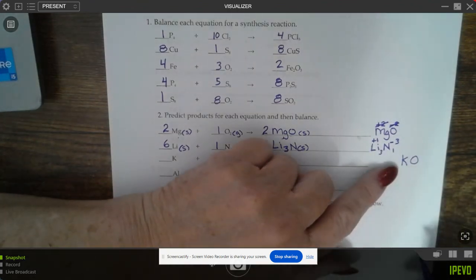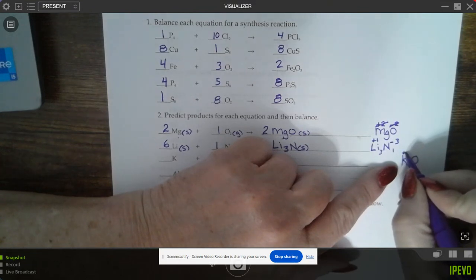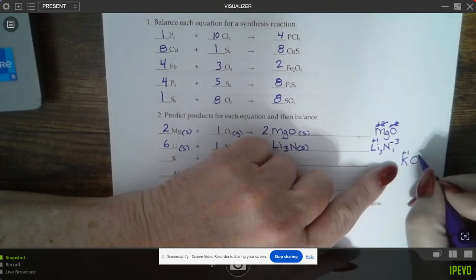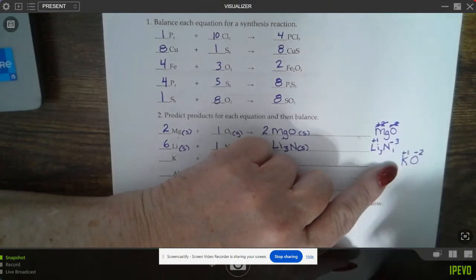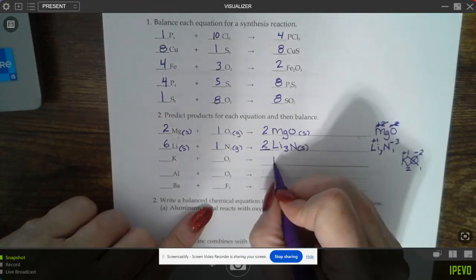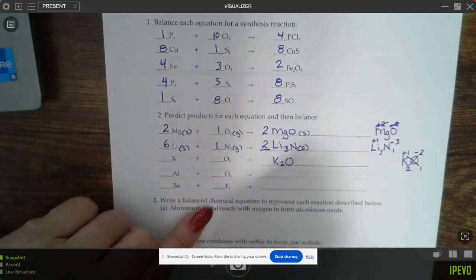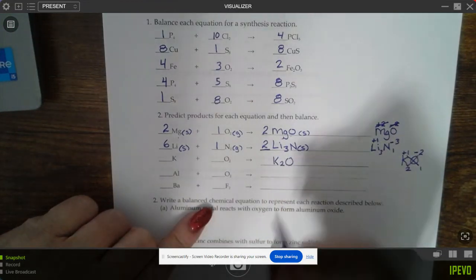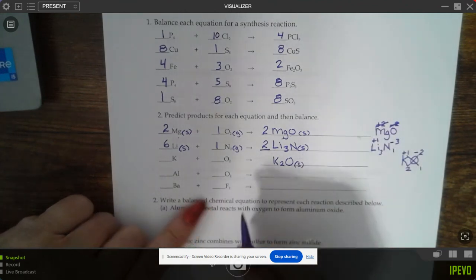If you look on your periodic table, potassium will form a +1 ion. Oxygen will form a -2 ion. So if I crisscross, I get K2O. All right, it's going to be a solid.